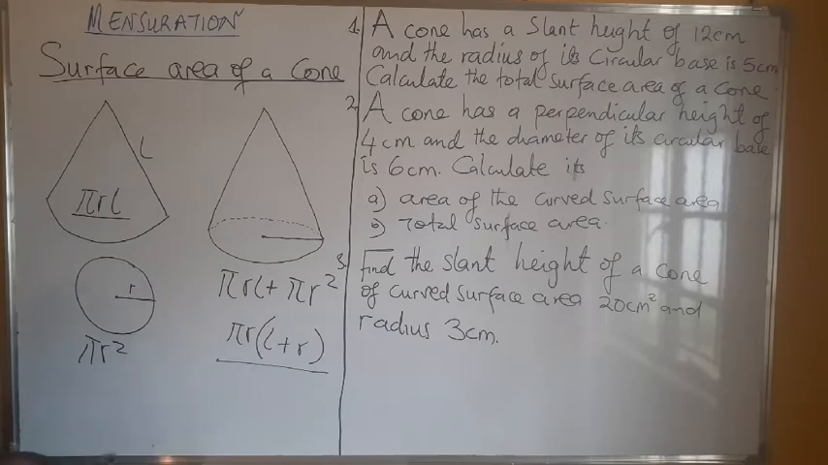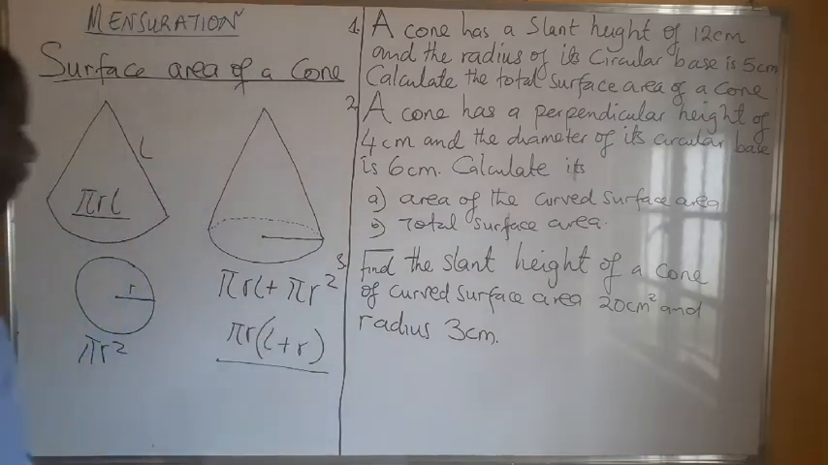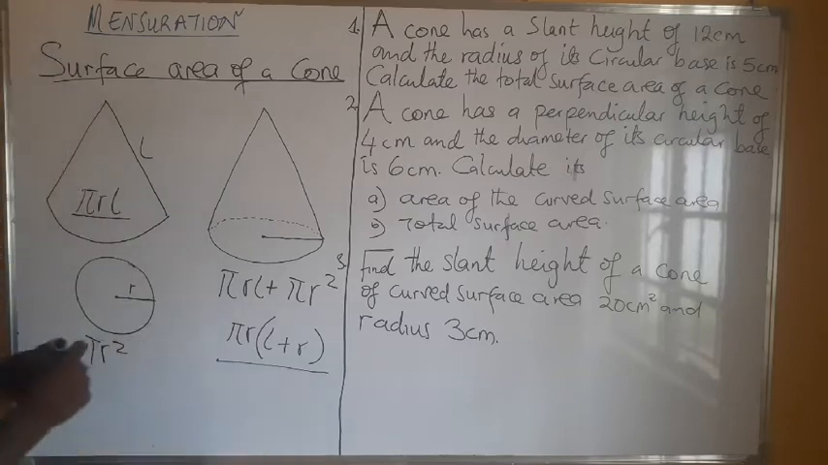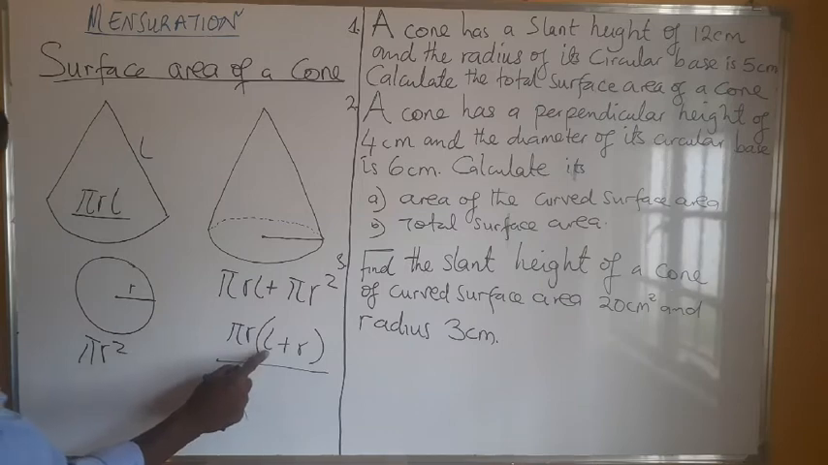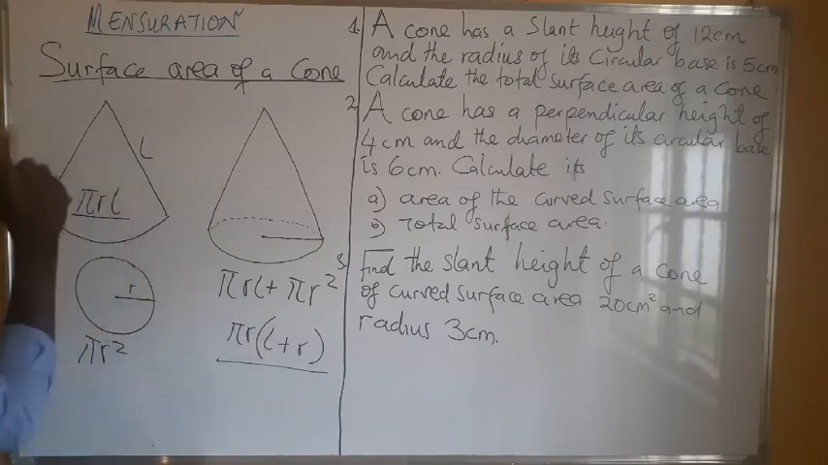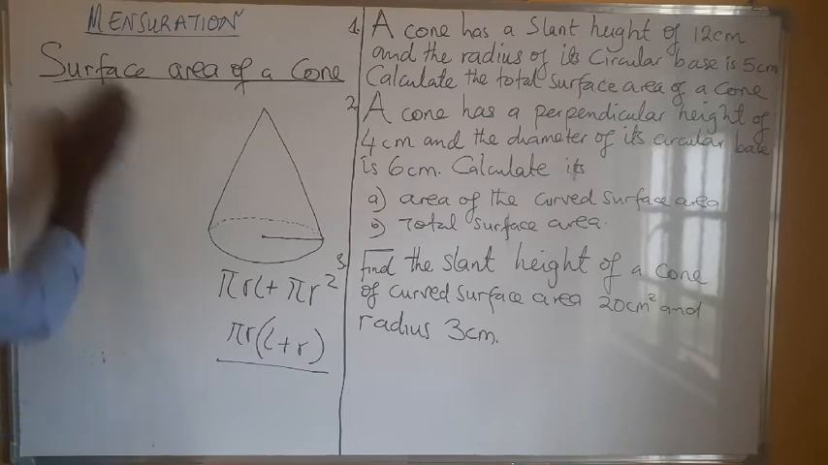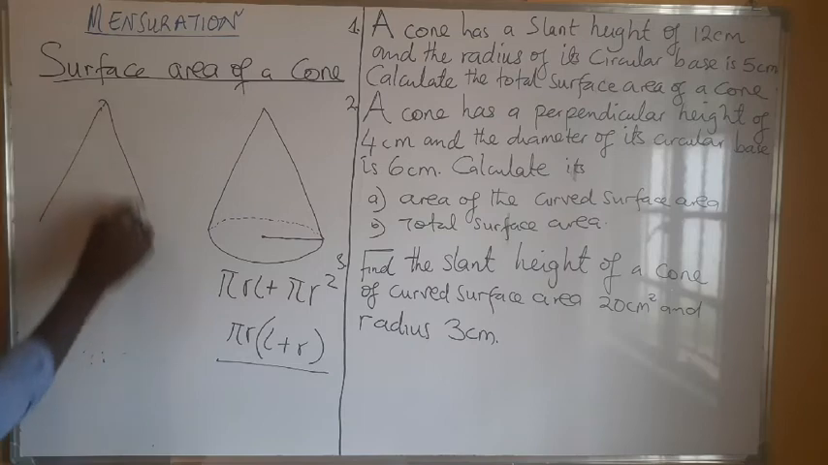So, let us look at the examples. And you should be able to understand now. And I should explain, there are times when you should know that in this formula, L is what? L is the slant height. L is the slant height. Okay? The L in the formula of a cone is the slant height. You have a cone here. Okay? You have a cone here.